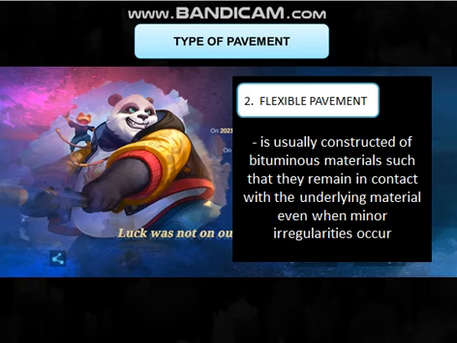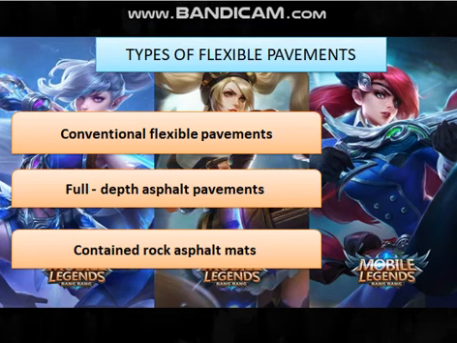So, flexible pavement usually consists of bituminous surface underlaid with a layer of granular material and a layer of suitable mixture of coarse and fine materials. Types of flexible pavement. We have three types. The first one is conventional flexible pavements. Second is full depth asphalt pavements. And the last one is the contained rock asphalt mats.